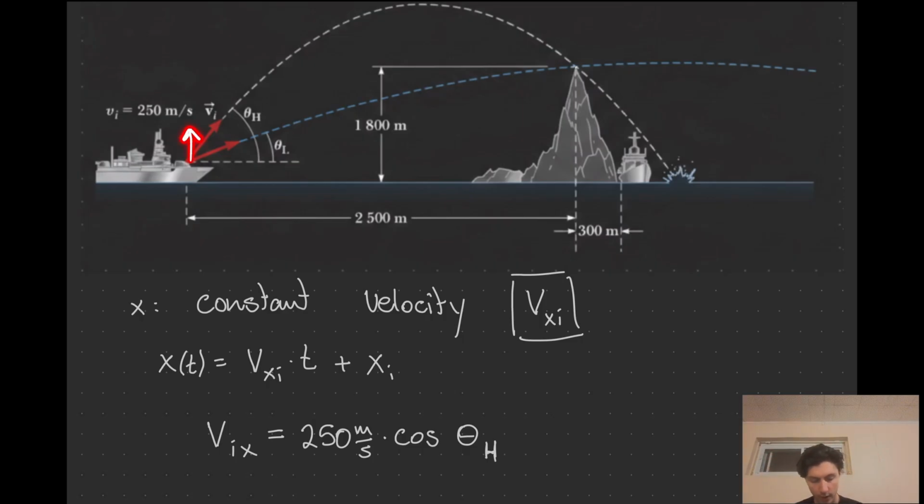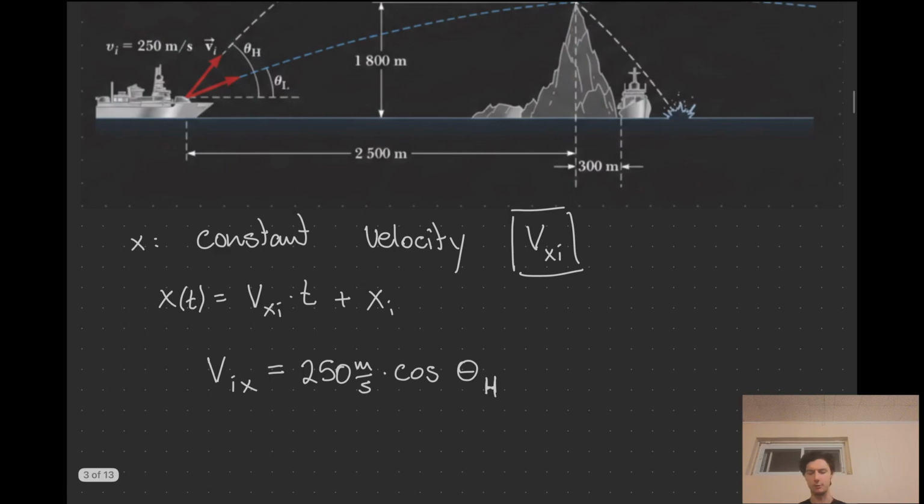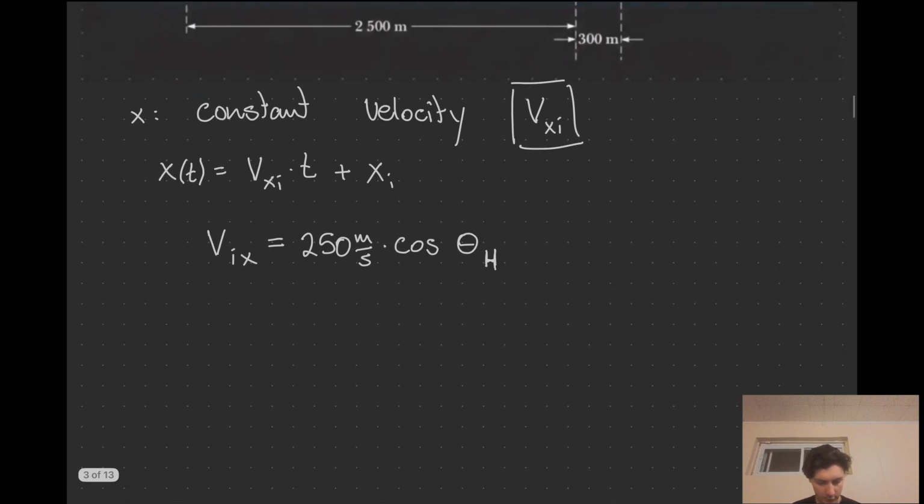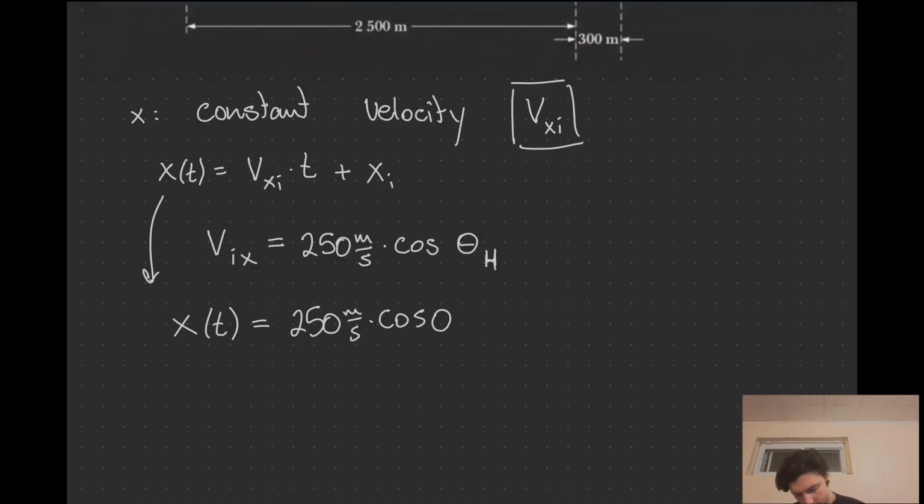Also, when we do the y coordinate, it is also 0. So it just simplifies things a little bit. But you could choose whatever coordinate system you want, just be consistent. So that being said, we're going to use this equation here and say x of t is equal to 250. I'm going to keep the units here. Cosine theta h, we don't know what theta h is, plus 0. So this is an important equation.